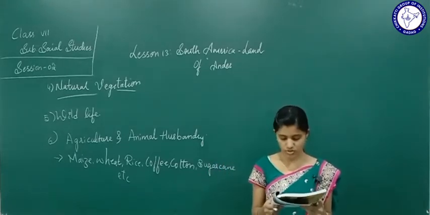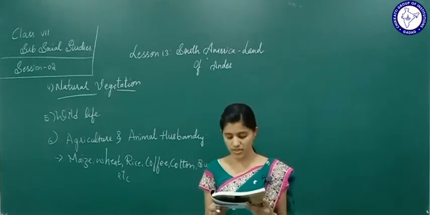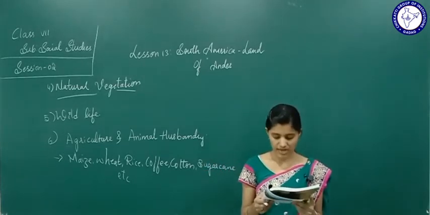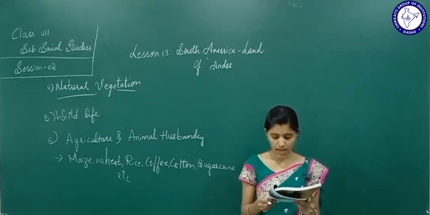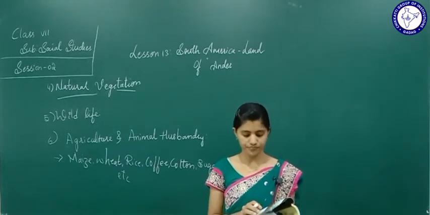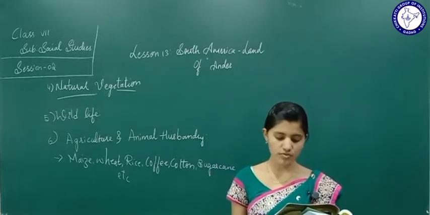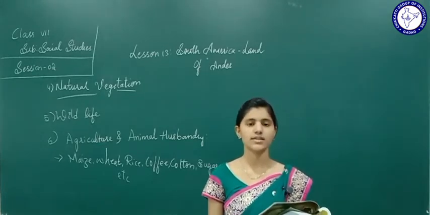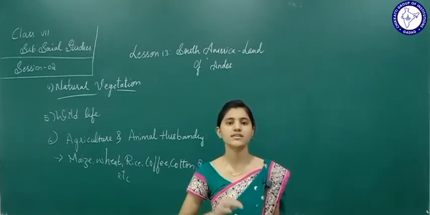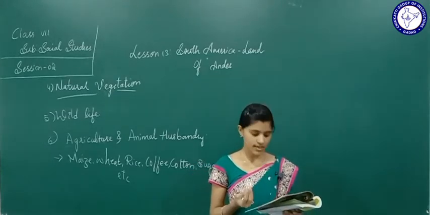Cocoa is also produced on a large scale in the coastal regions of Brazil. Colombia and Ecuador are the other producers of cocoa. Next, cotton is grown in the drier slopes of the Andes and is exported to other countries. Where is this cotton grown? This cotton is grown in the drier slopes of the Andes and is exported to other countries.